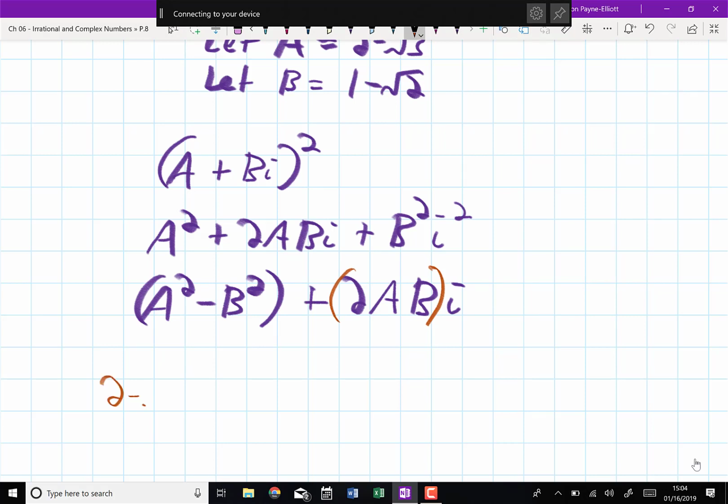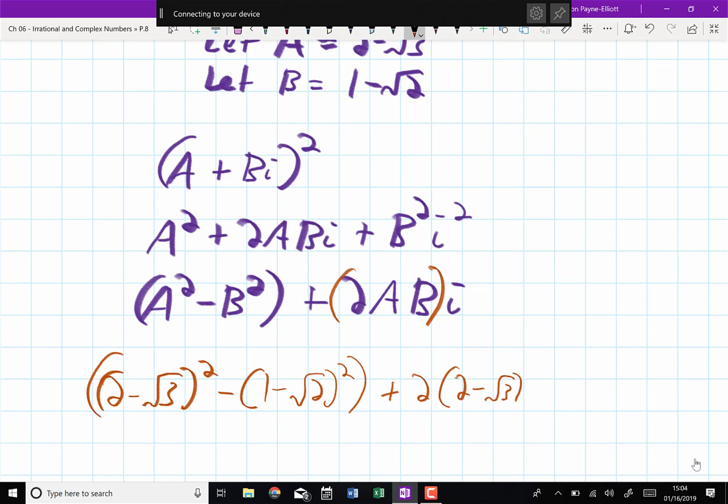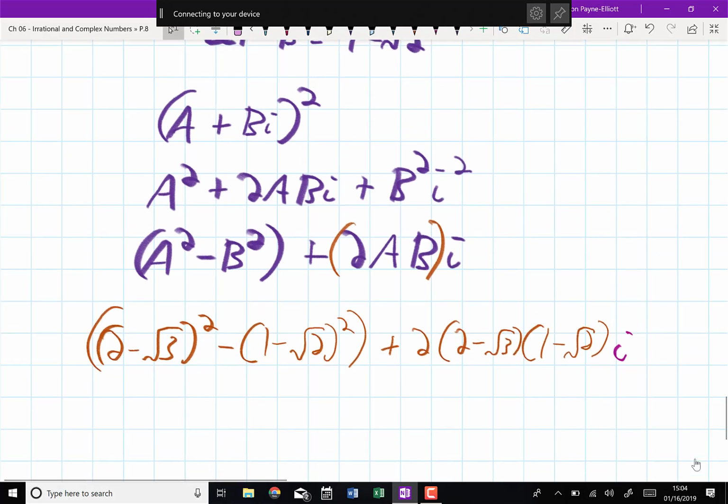So a squared is (2 minus root 3) squared. b squared is (1 minus root 2) squared. This is all in parentheses. Plus 2 times a times b with a little i after it. Yes, Carson? So did we get that minus b squared because i squared is negative? Because i squared is negative 1.